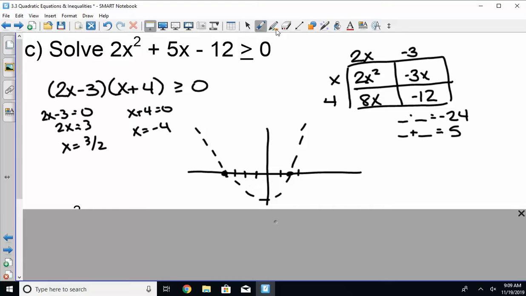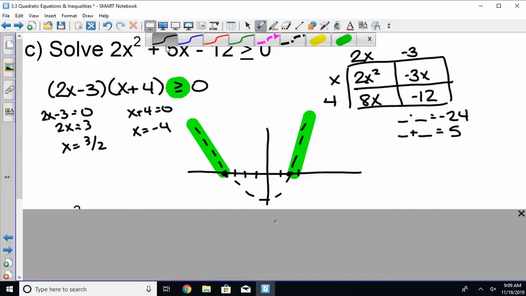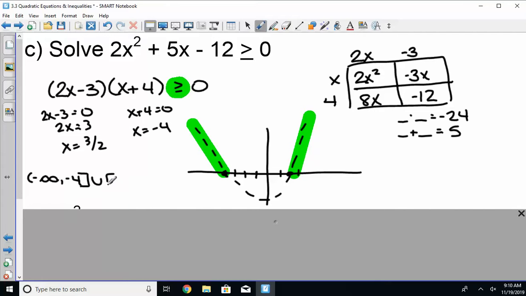Did I want above or below? Above. So this time I will have 2 pieces. It had to equal 0, so we have to include brackets. So the first piece, you're listing the x values. This is coming from negative infinity, ending at negative 4, bracket, union, 3 over 2. We have the bracket, comma, and then these always get a parenthesis.